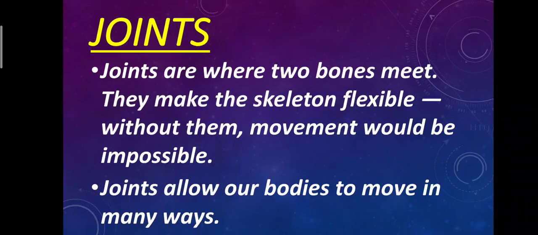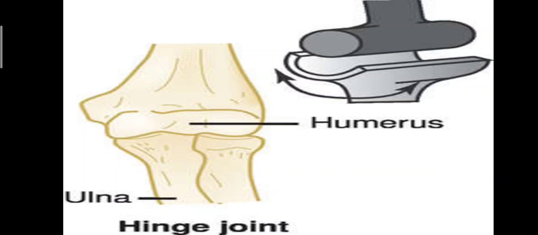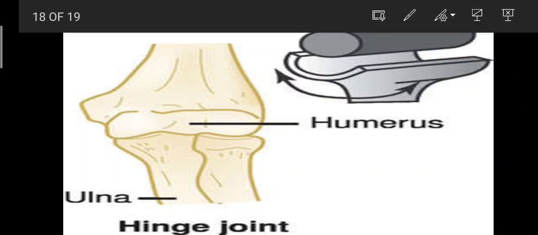Now let me show you a simple diagram of a hinge joint. As you can see, in the middle there is the joint, and on the sides there are the bones. So the joint is the part where the two bones meet. I hope you all get my point.